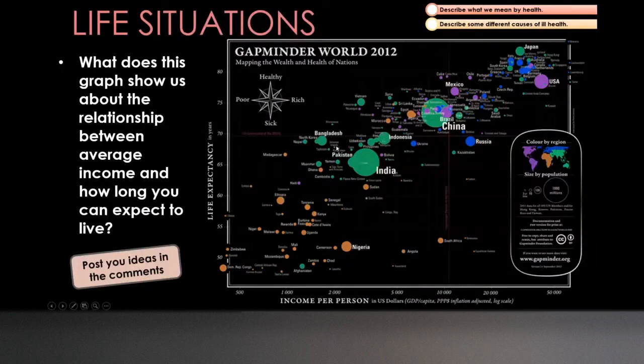Right, life situations, let's talk about that. I don't know how clearly you can see this graph, but each one of these circles represents a country. The bigger the circle, the bigger the country. On the left-hand side, on the y-axis, we've got life expectancy, so how old you can expect to be when you die if you are from that particular country. And on the x-axis, we've got the average income per person, so how much money a person makes on average in that country. And the question here is, what does this graph show us about the relationship between average income and how long you can expect to live?